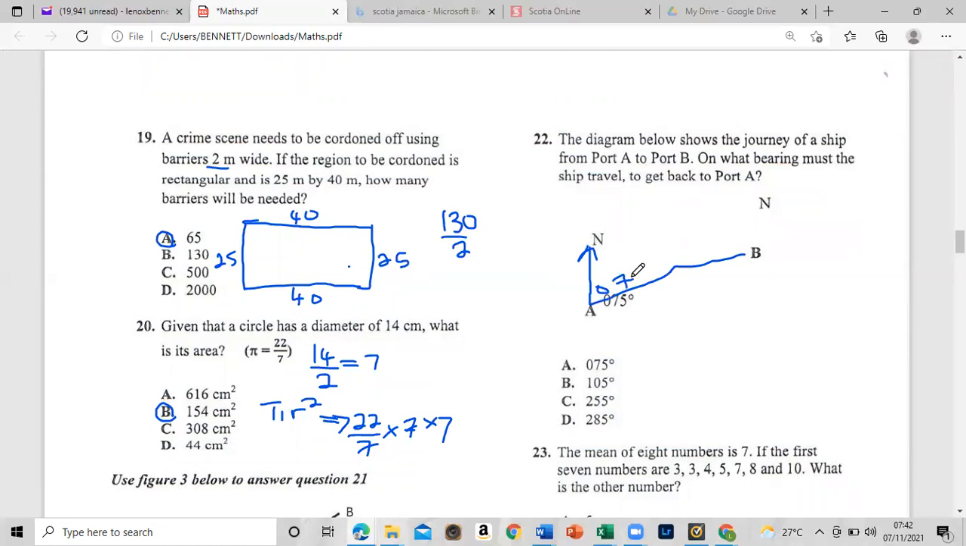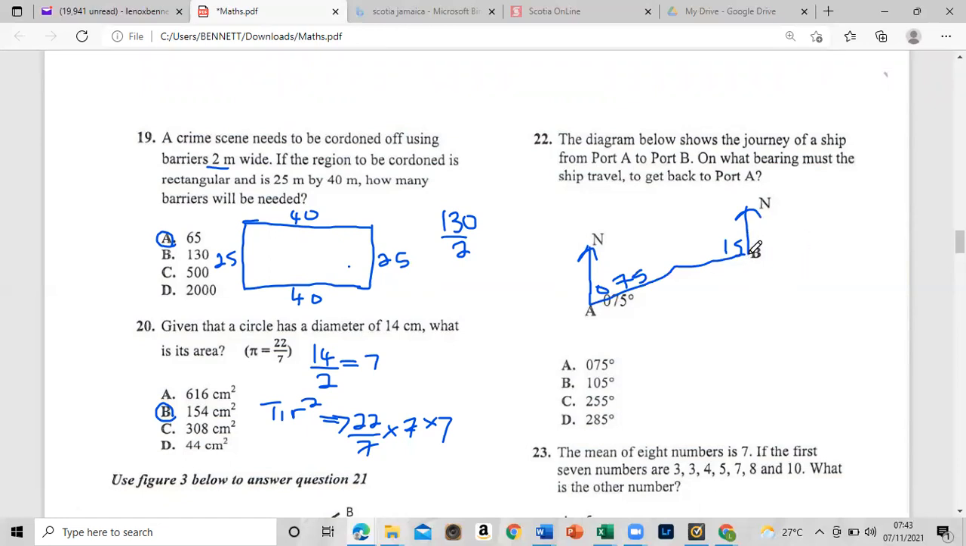So they want to find out the bearing from B to this. And they set it up complicated, right? So this right here is complementary to this. So this is 90 minus 75, which is 15, right? Double check, peeps, all right? So the bearing from B to A would be all of this coming on here.